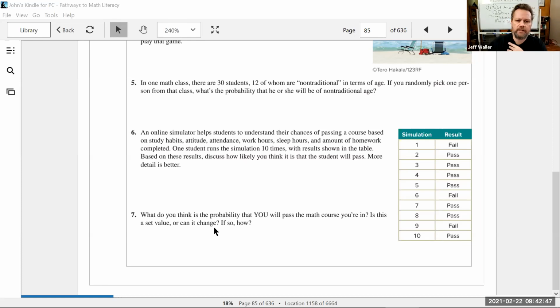Can the probability that you pass a math class change? Yes. Of course it can, right? If you haven't been doing the homework and then suddenly you start doing the homework, then you're probably going to do better, right? For example.